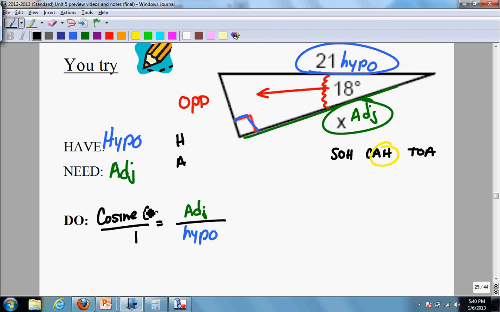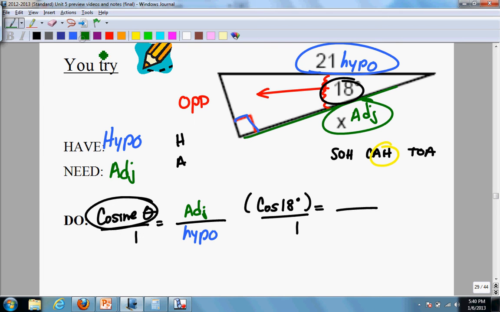Now we're going to circle, plug, chug. Cosine of theta, our theta here is 18, so we write cosine, COS, 18 degrees, parentheses, over 1, equals adjacent, which is our x, over hypo, which is 21. Now we cross multiply. So we get x equals cosine of 18 degrees times 21.